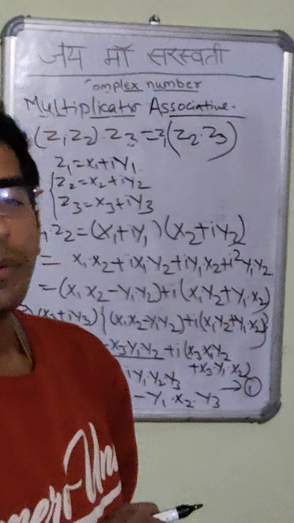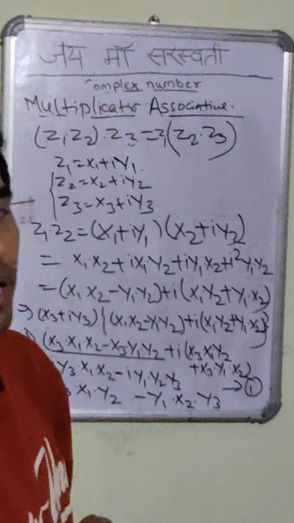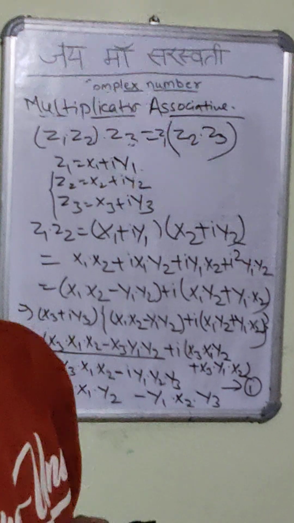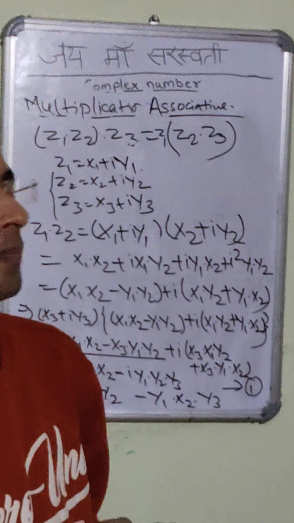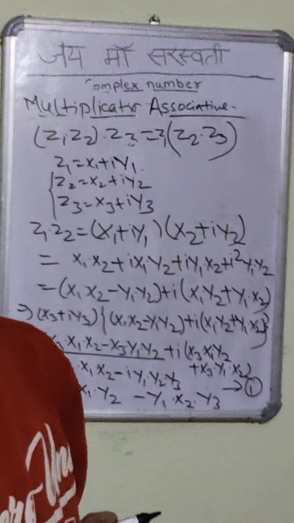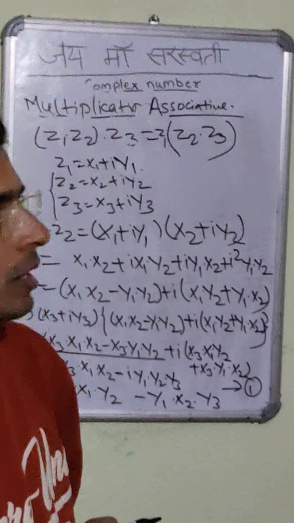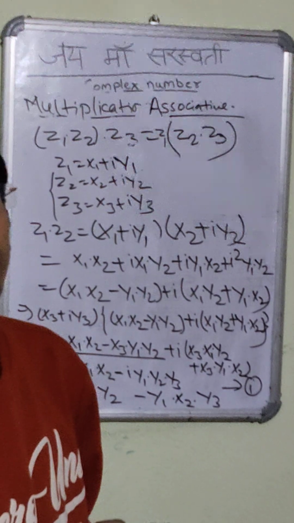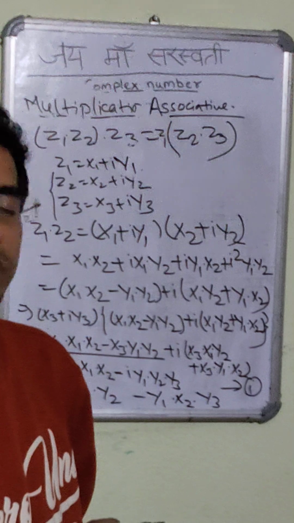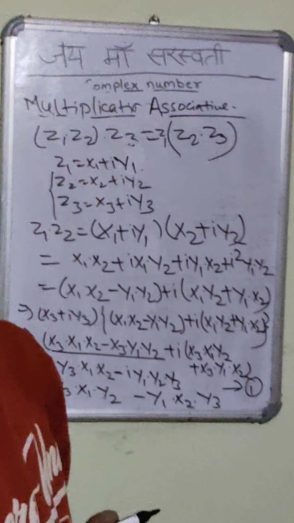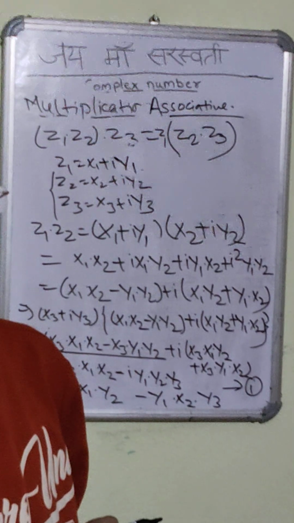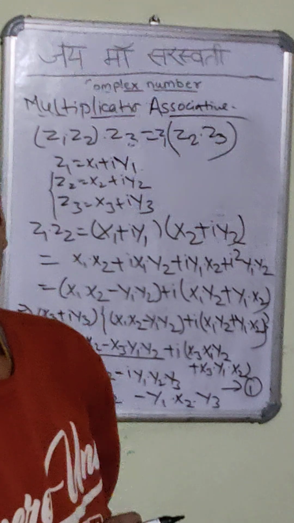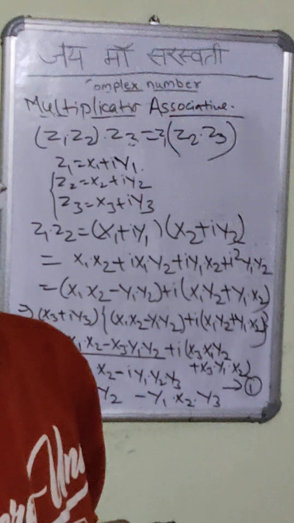So far we have discussed two vital parts related to complex numbers. The first one was multiplication. The property of multiplication was commutative in nature, so we have seen Z1 into Z2 is equal to Z2 into Z1. Secondly, we have seen the product of complex numbers is associative in nature, that is Z1 into Z2 into Z3 is equal to Z1 into Z2 into Z3 in the consolidated form.